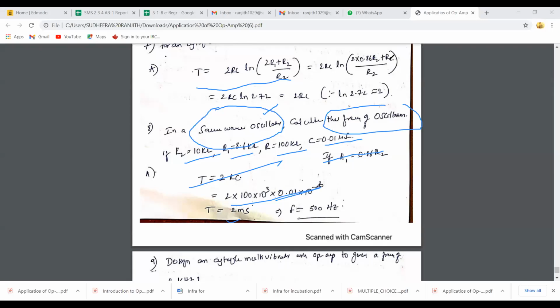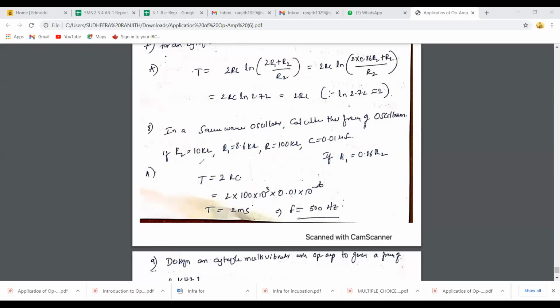Right, tell me, if you know R1 and R2, R and C, how you can calculate frequency of oscillations? Using which formula?